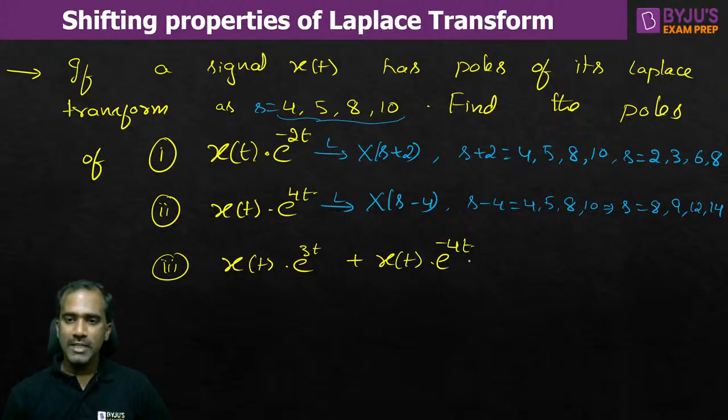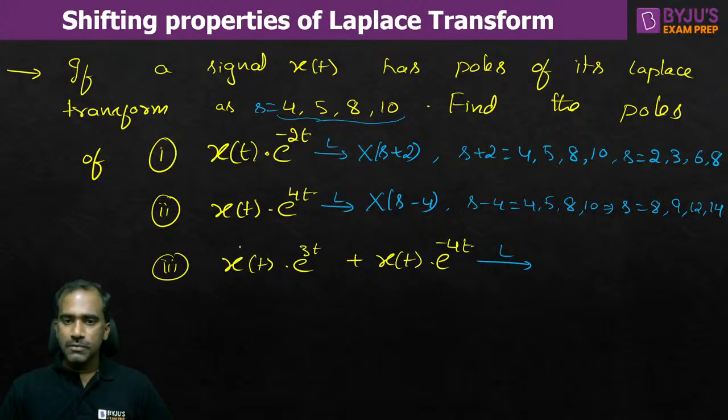Okay. How about the last one? This is the tricky question. Among the three, this is the trickiest. So can anyone tell me the poles here? If you can tell the poles of the third signal, then I would say you have become very good in this property. If you can tell the poles quickly, I would appreciate it.